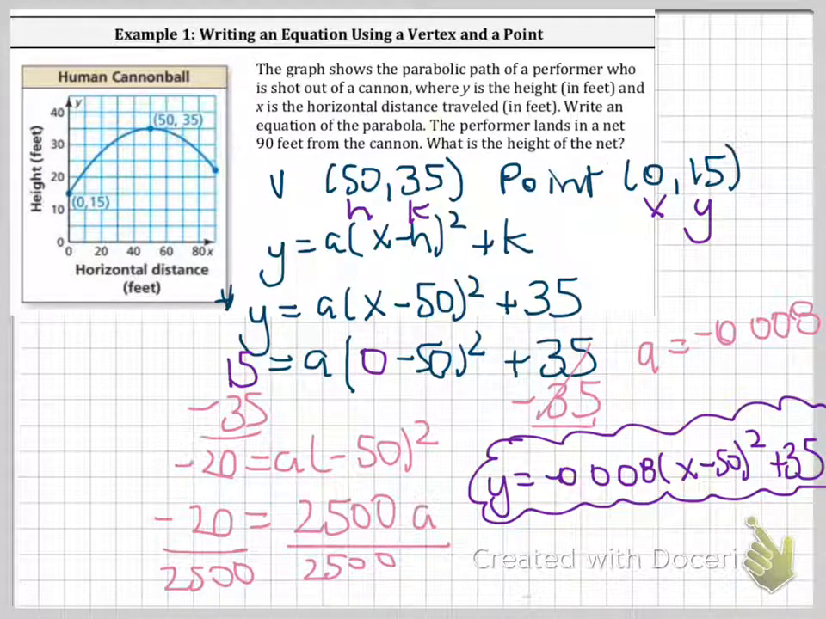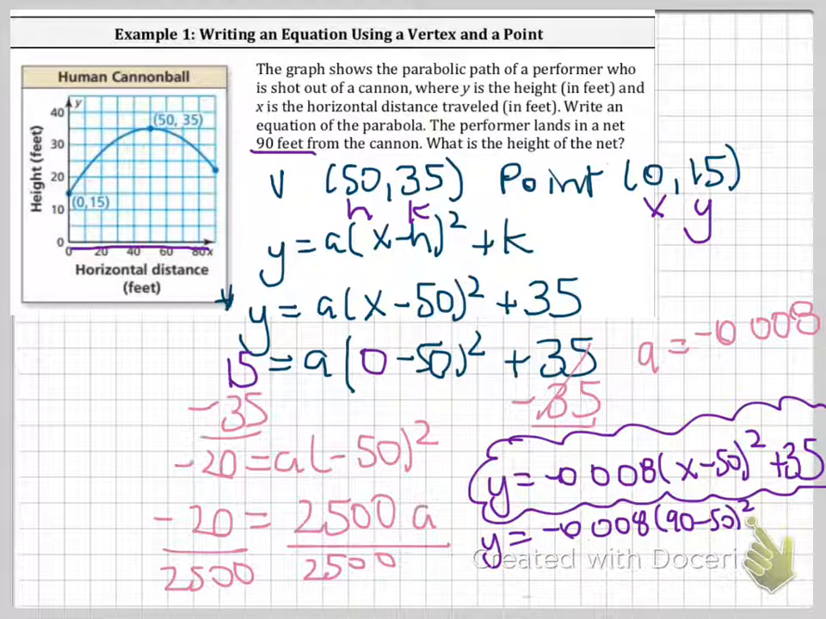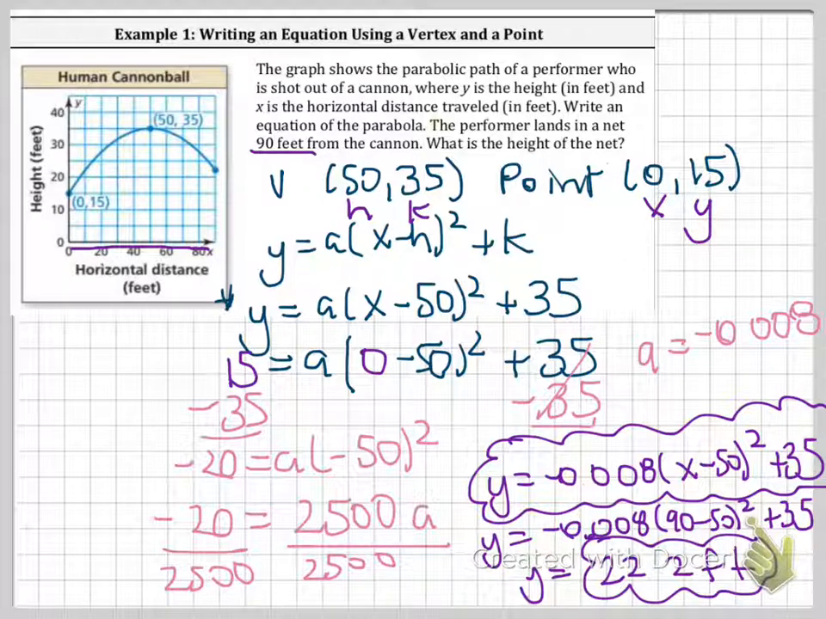Now we need to find out the height of the net, and we're given that the performer lands 90 feet from the cannon. So 90 feet from the cannon is the horizontal distance, so therefore 90 equals x. So y equals negative 0.008 times (90 minus 50) squared plus 35. When you solve for this, that gives you your y value, which is the height of the net. When you plug it into your calculator, you will get approximately 22.2 feet.